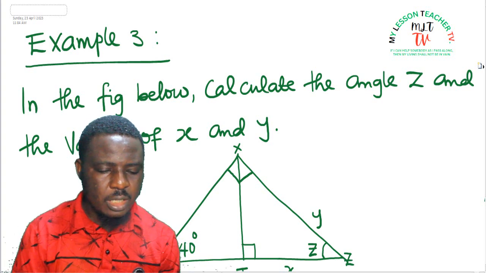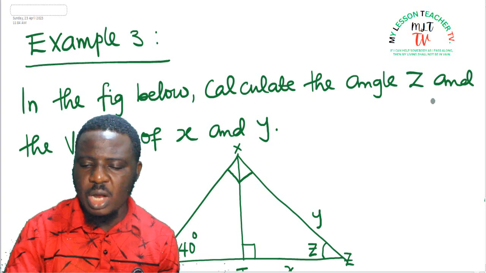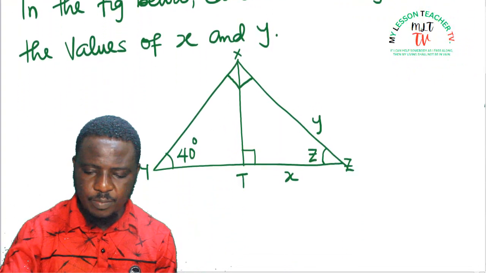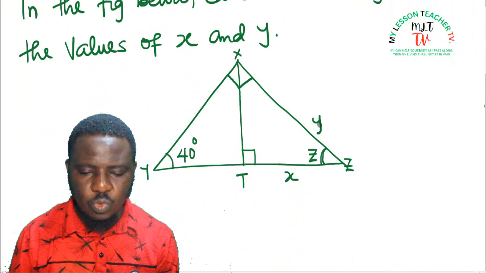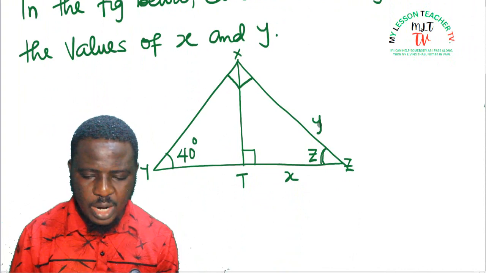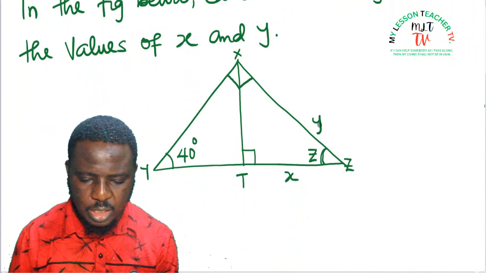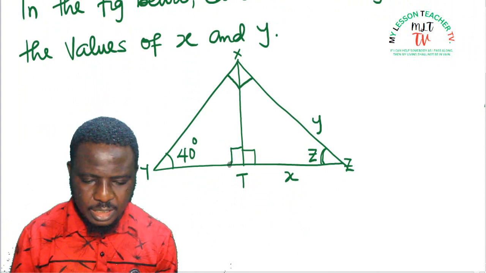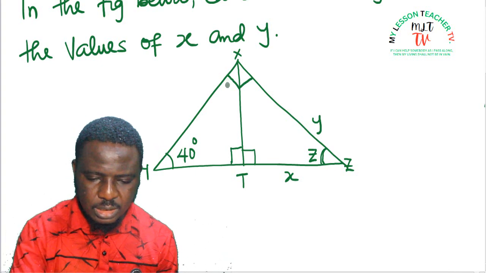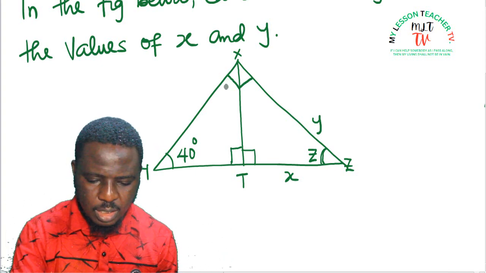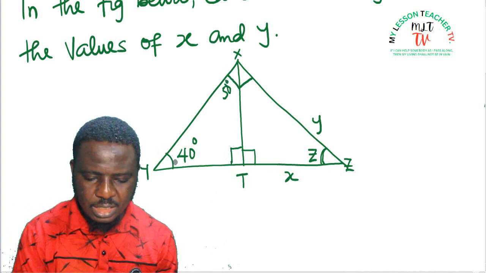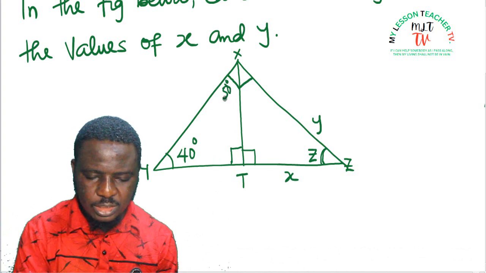Example 3: in the figure below, we should calculate the angle Z and the values of X and Y. When looking at this question, triangle XYZ is a right angle triangle. If this angle is 90 degrees, then this angle here is 50 degrees, because if this is 90, this is 40, this is going to be 50.